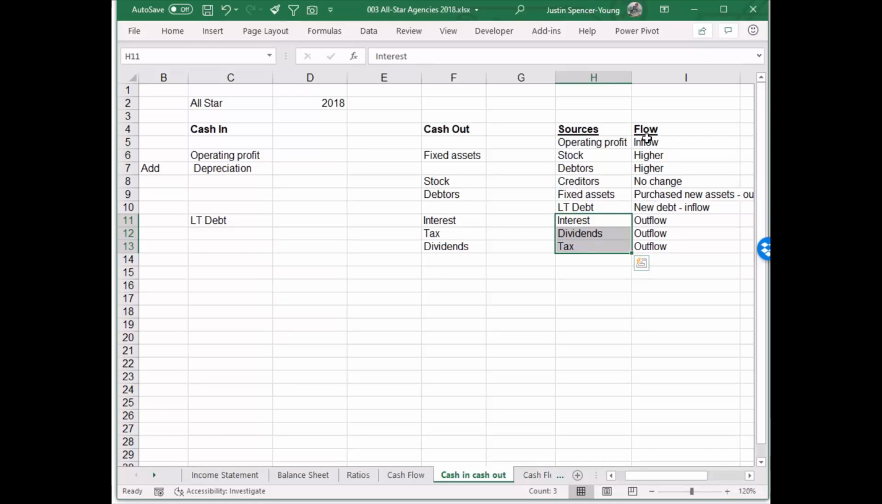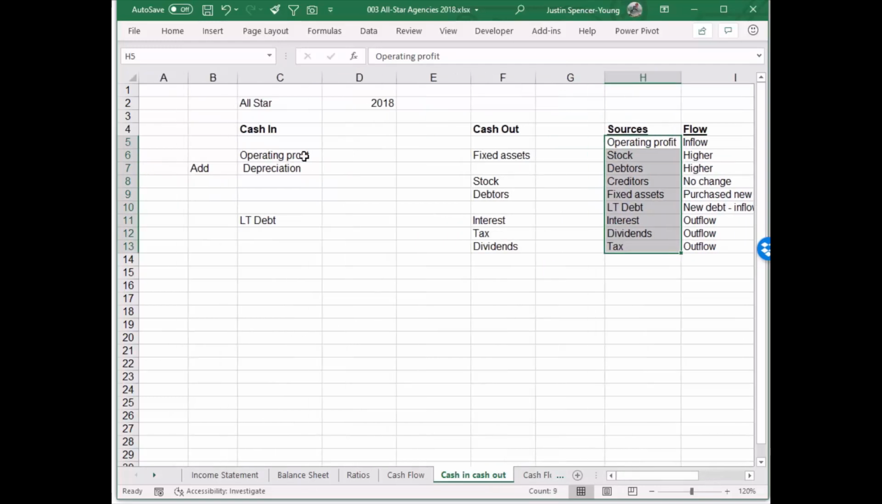So once I had identified the direction of cash flow for these items, I simply took these headings and put them into 2 separate lists. I said, what are the cash ins? And there's only 2, operating profit and long-term debt. And what are the cash outs? And I simply listed them under these 2 different headings.